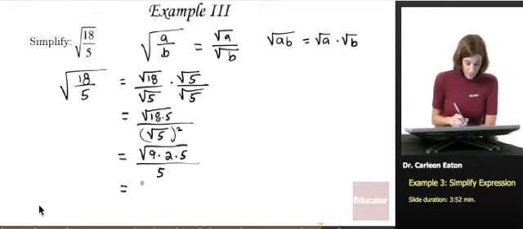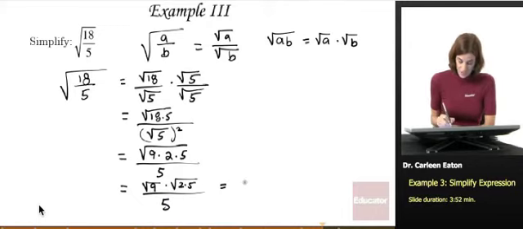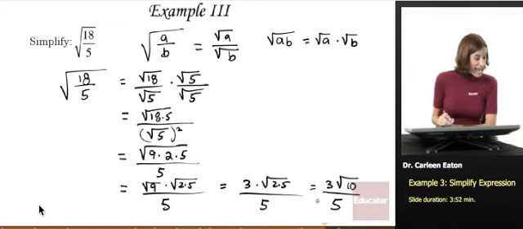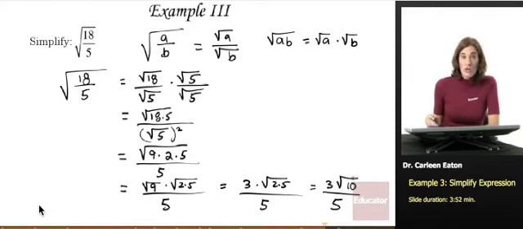Next step, separate out the perfect square that I had. Now, take the square root of 9, that's 3. One more step, just multiply out 2 and 5. This is now in simplest form. There are no perfect squares as part of the radicand, the denominator no longer contains a radical and there are no fractions under the radical.